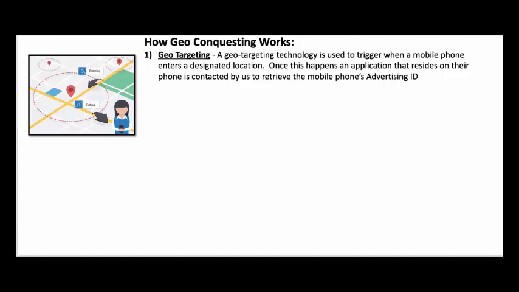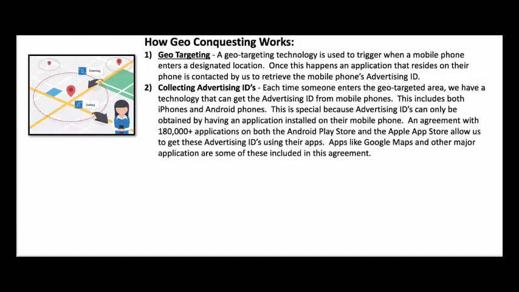Geo-conquesting is a geo-targeting technology used to trigger when a mobile phone enters a designated location. And once this happens, an application that resides on their phone is contacted by us to retrieve the mobile phone's advertising ID. It's kind of like a MAC address on a computer or a router. You have an advertising ID on your phone. The next step is, once we collect the advertising ID, every time someone enters a geo-targeted area, we have a technology that can get that advertising ID from the mobile phones. This includes both iPhones and Androids.